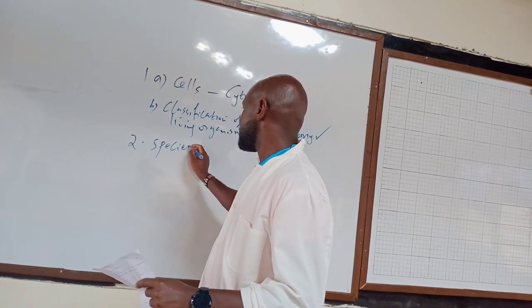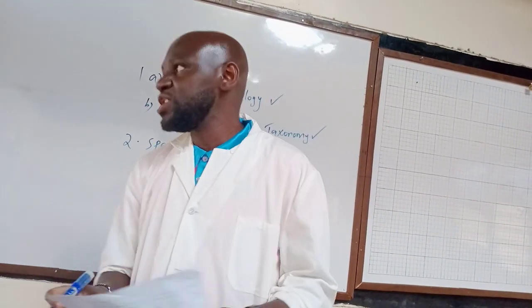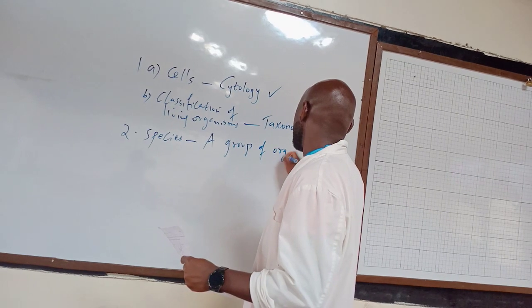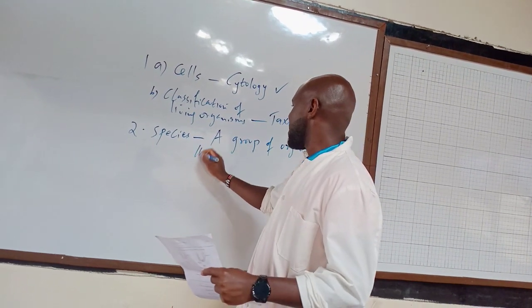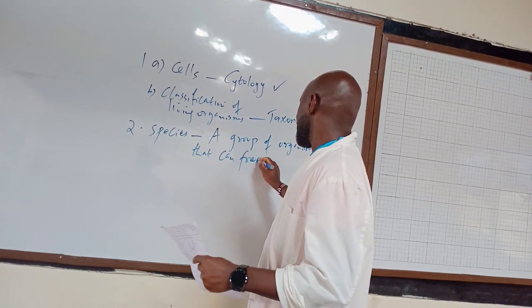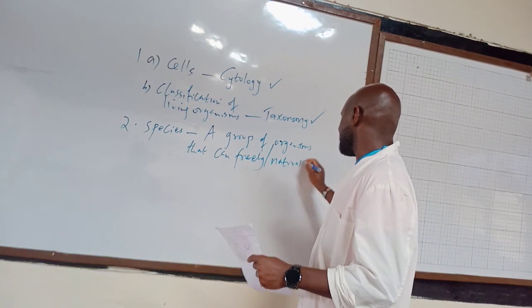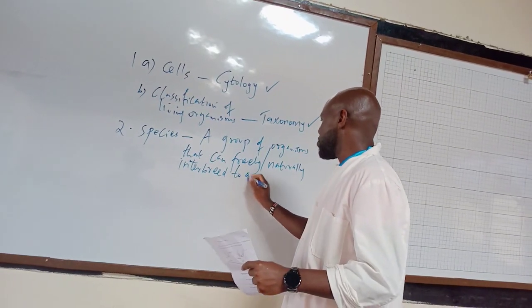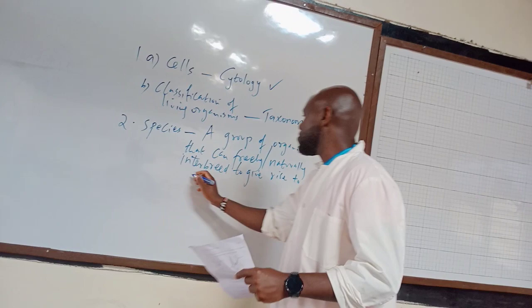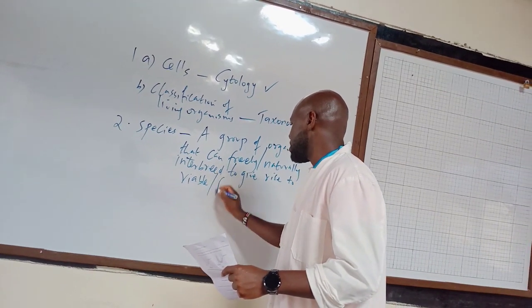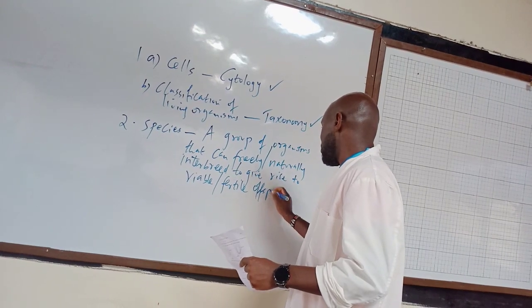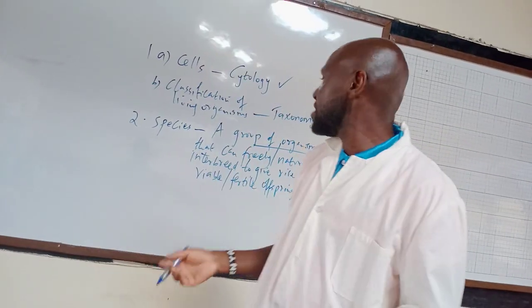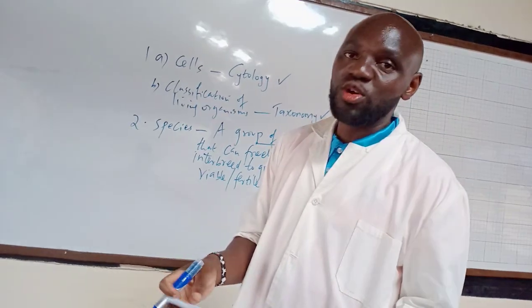And then question 2 says you define the term species. So what is a species? We said in classification that species means a group of organisms that can freely, or you can say naturally, interbreed to give rise to viable, or you can say fertile, offsprings. So a group of organisms that can naturally interbreed to give rise to fertile offspring is what we call a species.